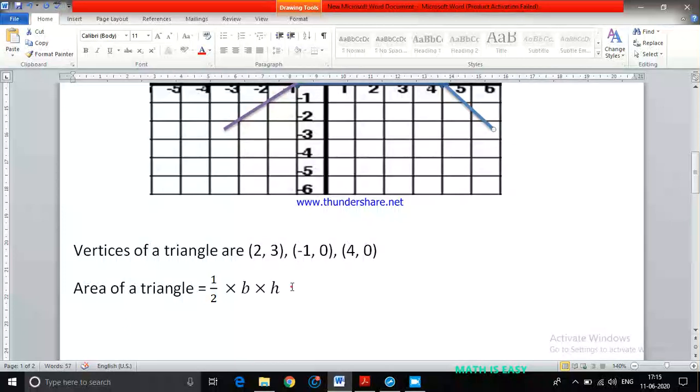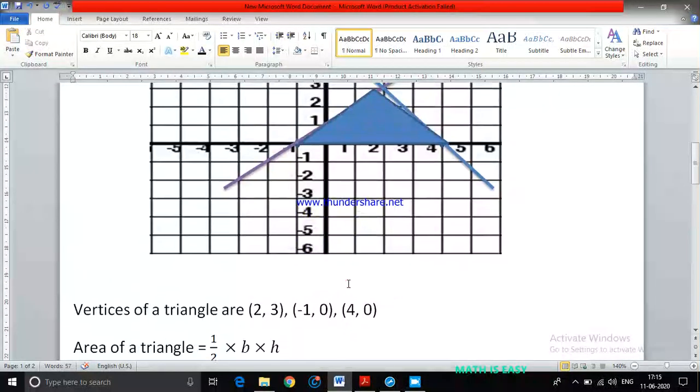We already know the area of the triangle is half base into height. So if you see, the base is the line from here to here. So can you tell me what the distance is? This is the origin, right? (0, 0). So from here to here it is 4 centimeters, and on the left side you have 1 centimeter. Because it is a distance, even if it is a negative number, I'll take it as positive only. So the total distance from here to here is 5 centimeters.